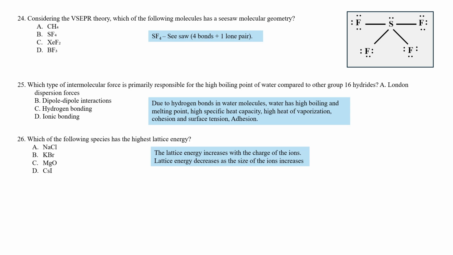If we consider the given answers, first one sodium chloride, charges are +1 and -1. Potassium bromide, again +1 on the potassium, bromide Br -1. Magnesium oxide, magnesium charge +2, oxygen is -2. Cesium iodide, cesium in group 1, so +1, iodide -1. If you consider the charge, magnesium oxide has the greater charge, so it has greater lattice energy compared to the other 3 compounds.